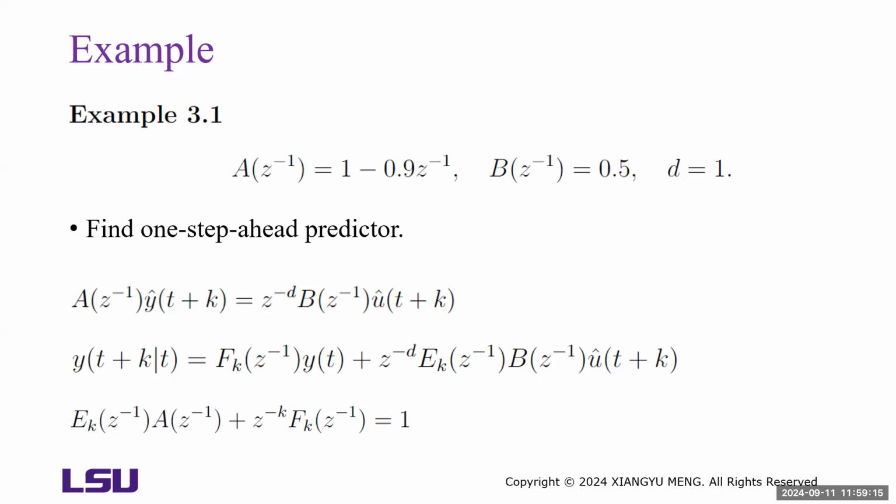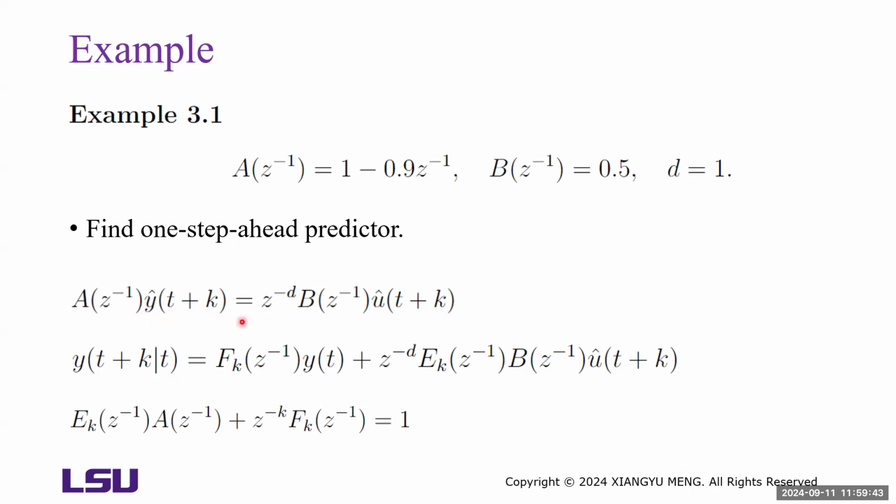Now let me show you one example. Suppose we have a transfer function with a polynomial A equal to 1 minus 0.9 z inverse. Then B is just 0.5. The time delay here is 1. Now let's find the one-step ahead predictor using both approaches.